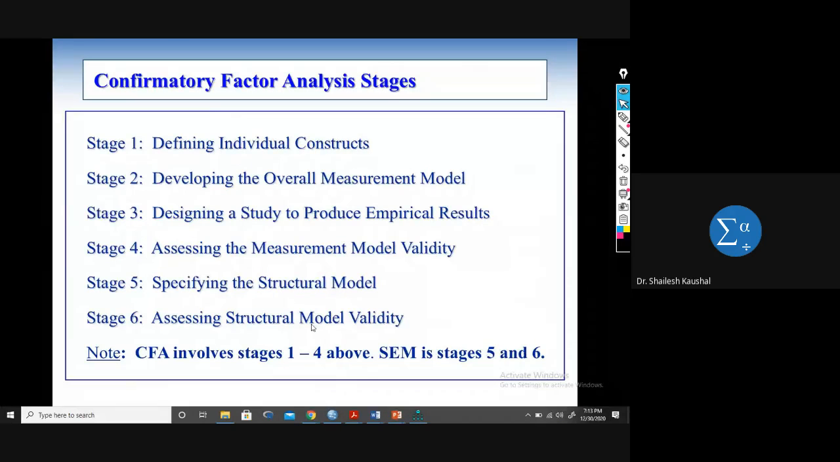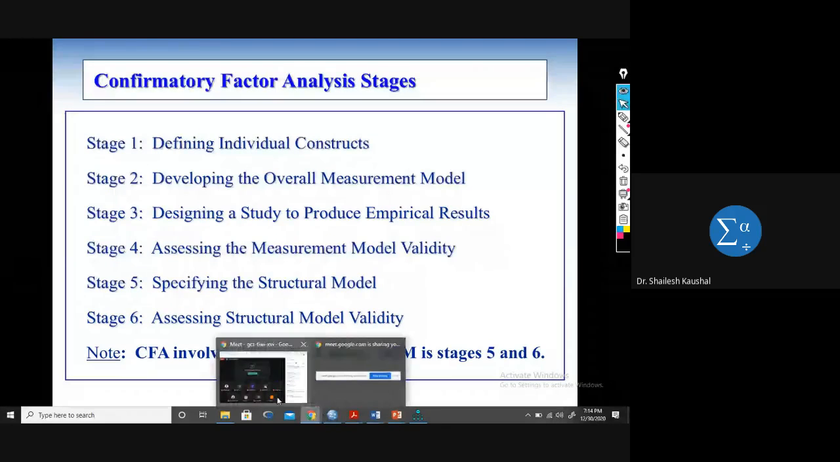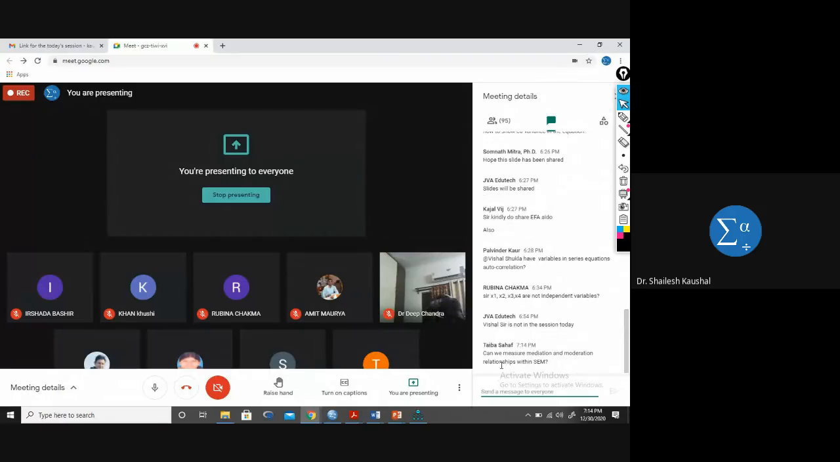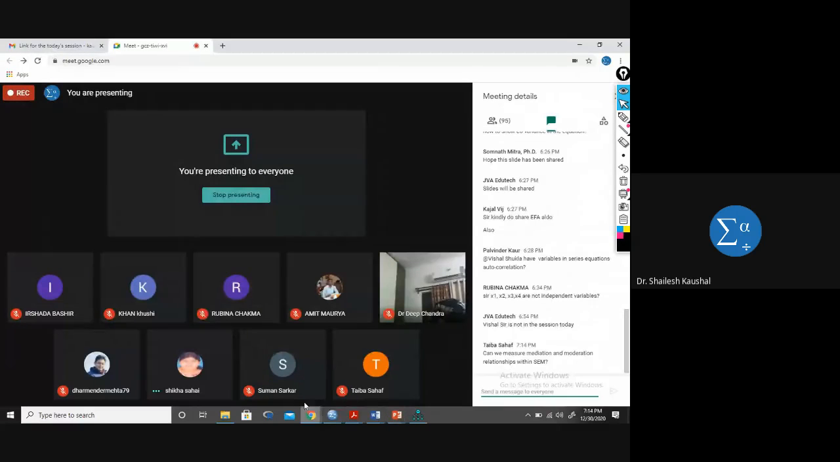Now these are the 6 stages to perform the exploratory and confirmatory factor analysis. So there are 2 stages. In the first step we perform confirmatory factor analysis, and in the second stage we perform the structural equation modeling. Can we measure mediation and moderation? Yes, mediation and moderation relationships can be measured in structural equation modeling.